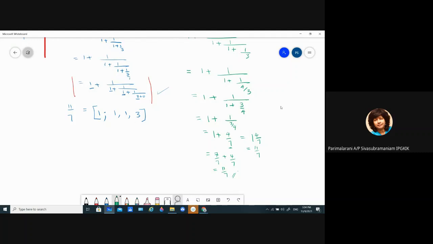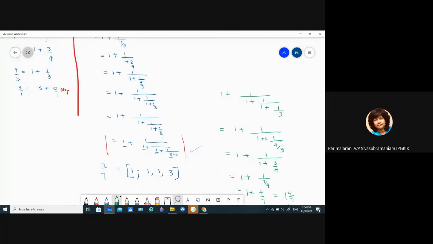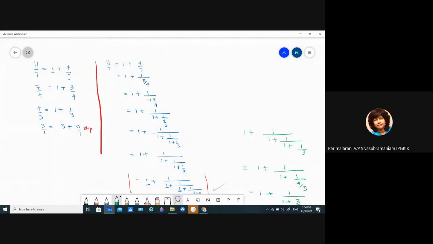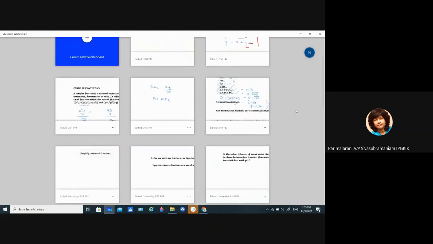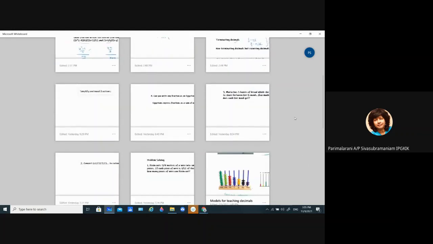So as I told you just now, you can do any way you like. You can miss some steps. Instead of writing 1 over 7 over 4, you can write straight away 1 over 1 plus 3 over 4. Also okay. So now we have finished with most of the concepts in rational numbers. We are going to look at problem solving.